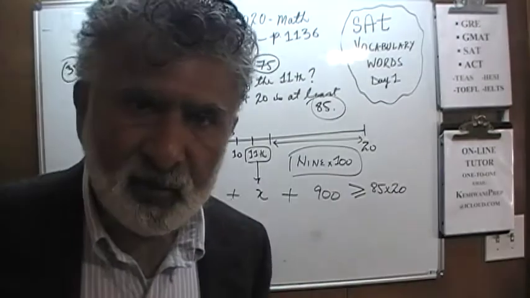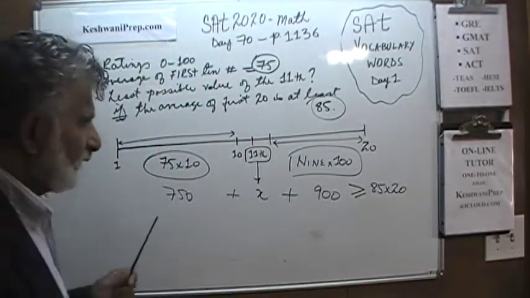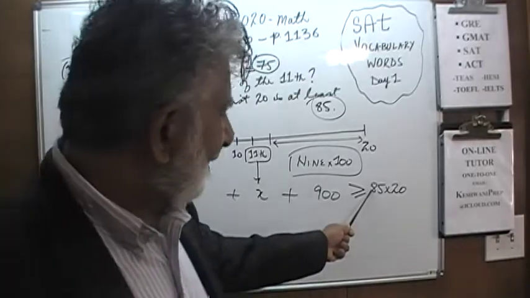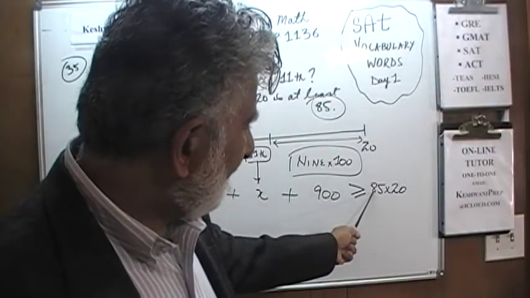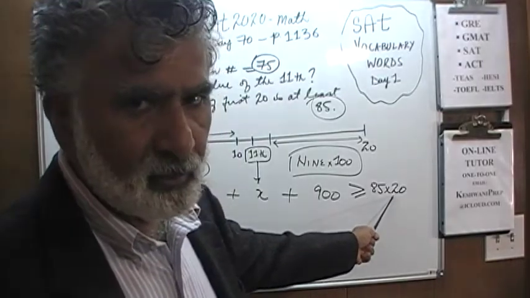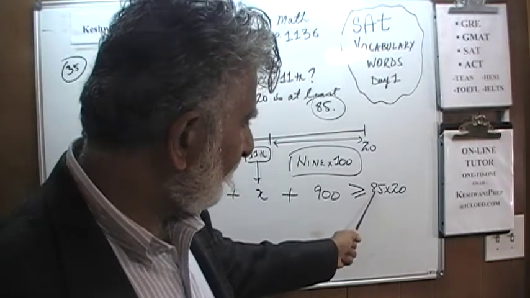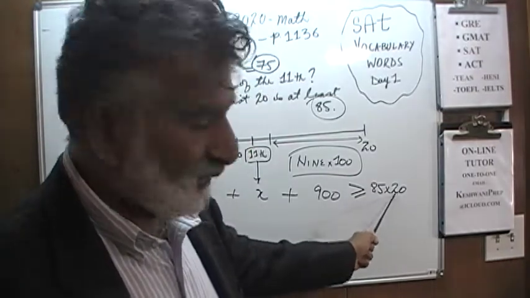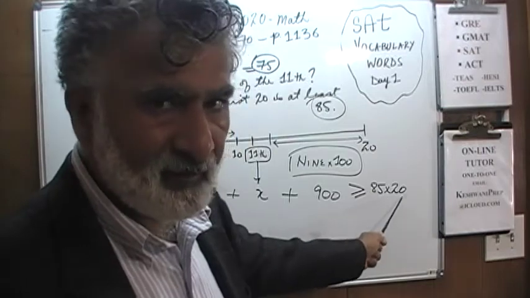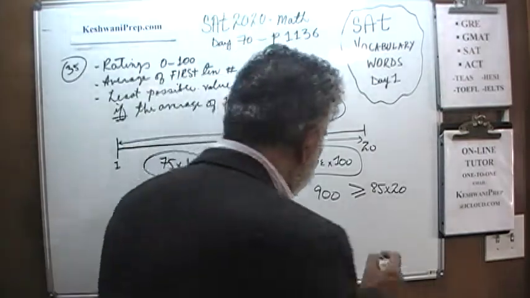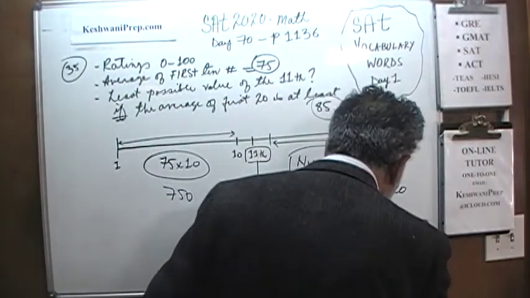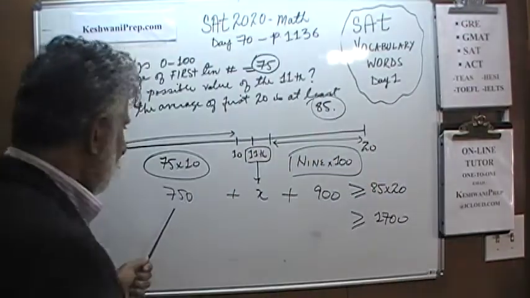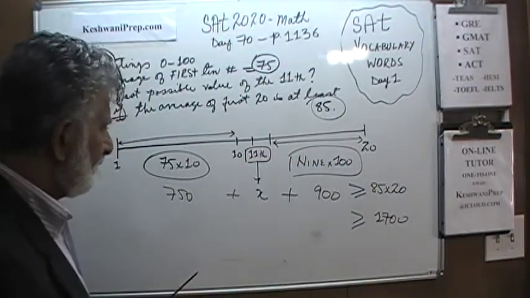It's very simple actually. That's all it is. 8 times 2 is 16, so 80 times 20 would have been 1600. We don't have 80 times 20, we have 85 times 20. 85 times 20 would be 1700, greater than or equal to 750 plus 900.